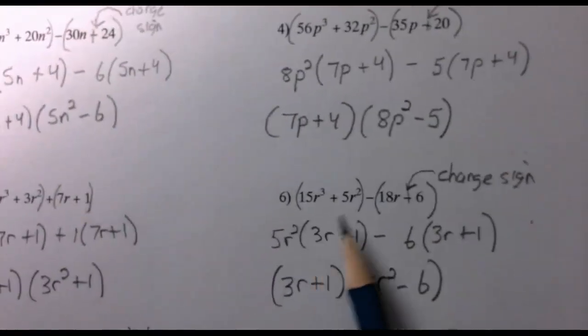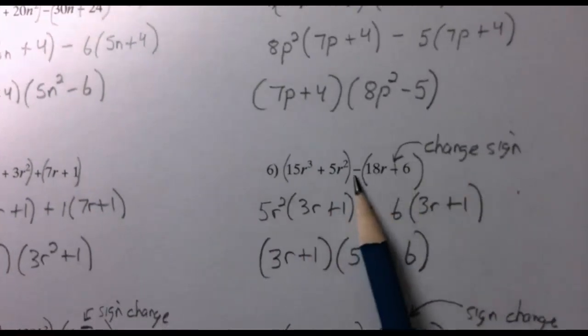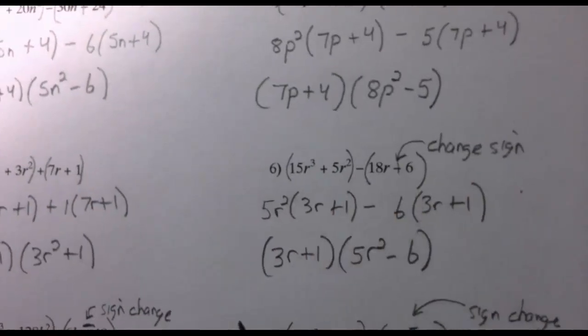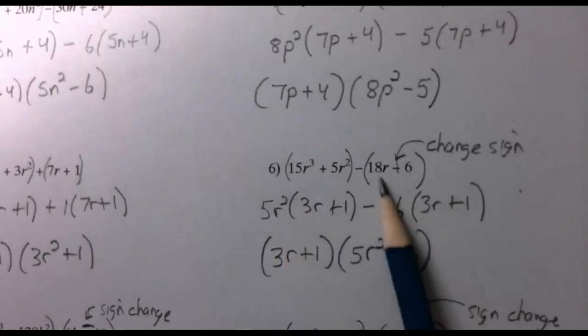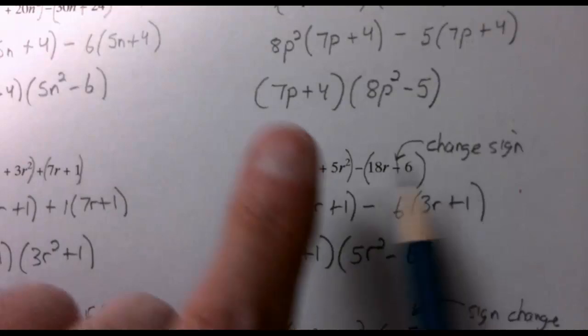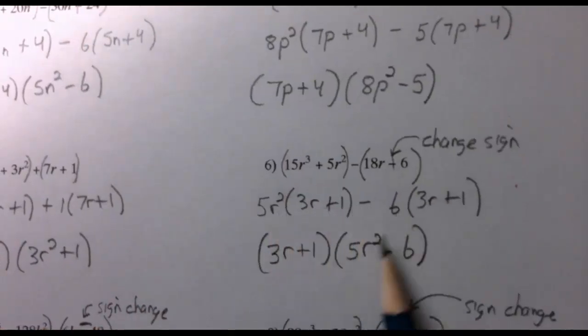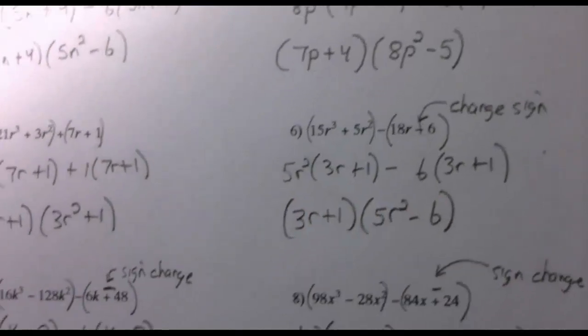All right, number 6, again, I'm showing you all these. You can stop and look at them then. This is the one you have to change the sign because that's a negative. All right, common factor out of this first binomial, 5r squared. Common factor out of this one is 6. That leaves 3r plus 1 to take out right there. All right, 5r squared minus 6 is this right here. What's left?